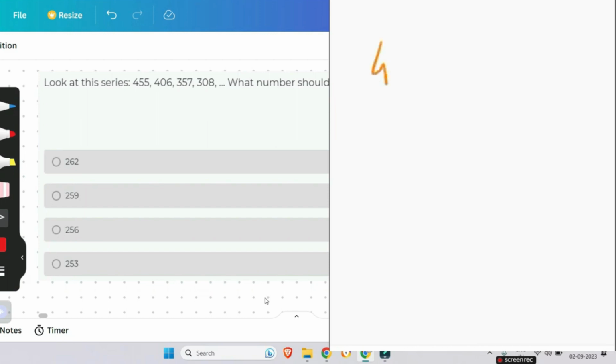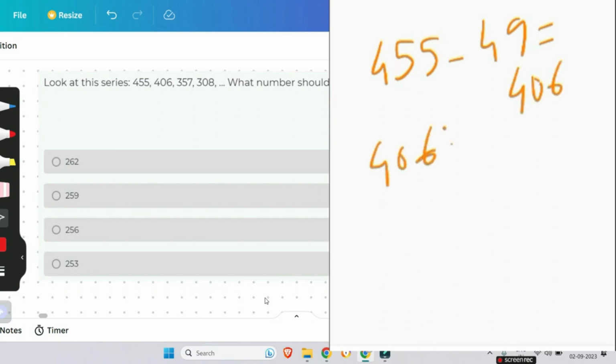Look at the numbers here carefully. 455 is subtracted by 49, so this is becoming 406, right? Again, if 406 is subtracted by 49, then the number becomes 357, right?